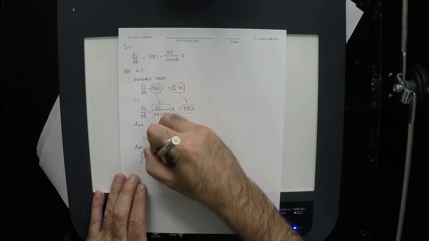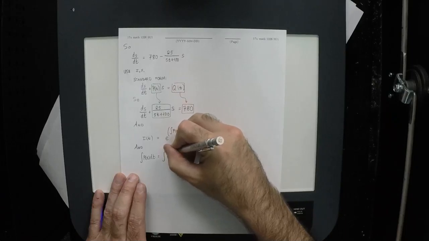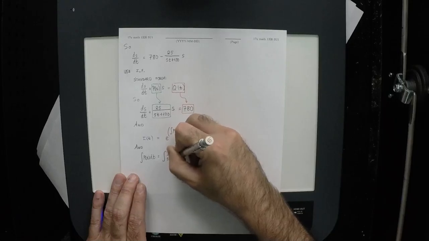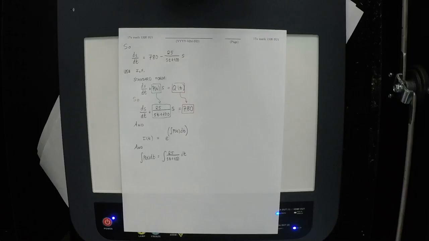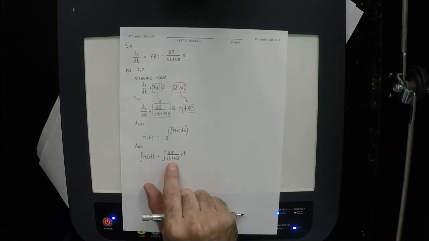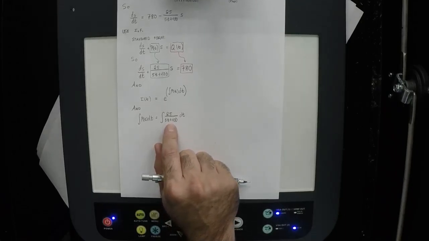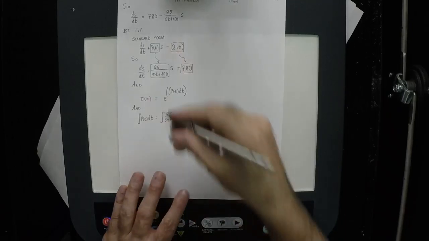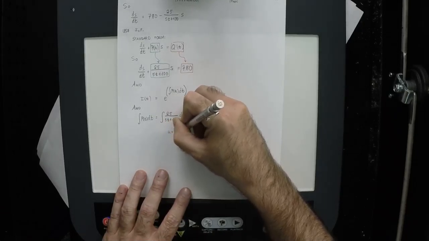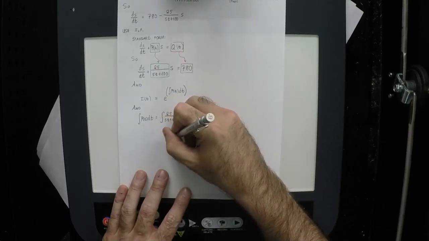The antiderivative of P of t dt, that's the antiderivative of 25/(5t + 100) dt. Okay, how do we do that? Can we do that? Okay, so if u is 5t plus 100, then du is what?